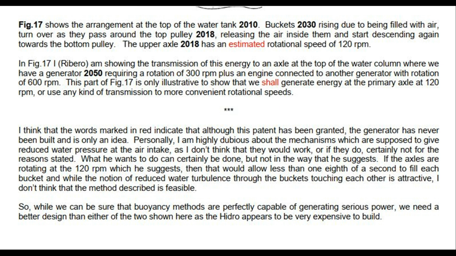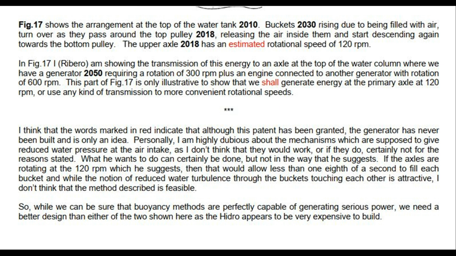Fig 17 shows the arrangement at the top of the water tank 2010. Buckets 2030 rising due to being filled with air, turn over as they pass around the top pulley 2018, releasing the air inside them and start descending again towards the bottom pulley. The upper axle 2018 has an estimated rotational speed of 120 rpm.